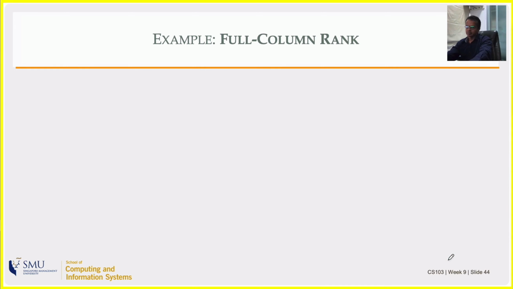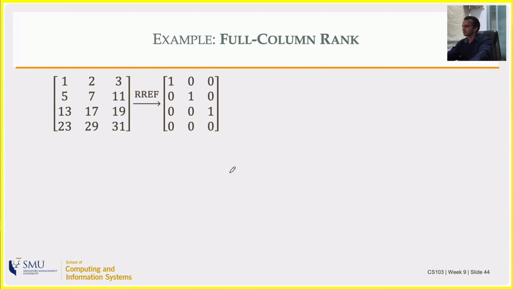Now let's take another example, a full column rank matrix. So it's the same as the previous guy except I added one more row here. And if you do the RREF, you will get the identity matrix in the top and a zero row in the bottom. What's the rank of this guy? 3, because 3 linearly independent columns. What is the column space of this guy?